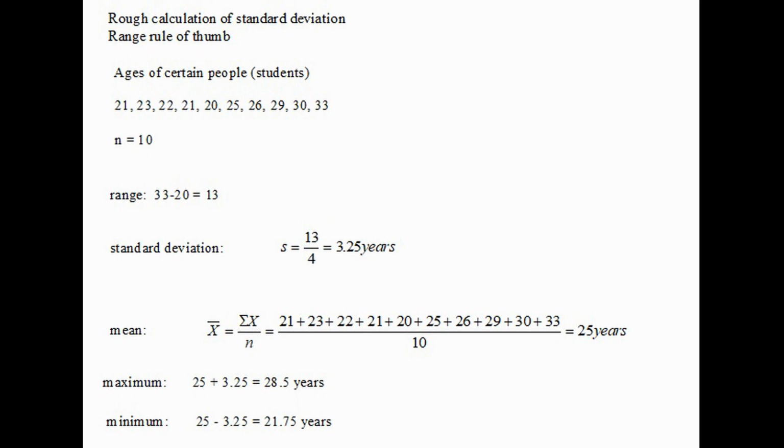We find the mean bar x by taking the sum of all the ages and dividing by 10. In other words, all the ages divided by the elements, and we find it to be 25 years. Now we can also find more information about the data. For example, what is the maximum? Take bar x and add the standard deviation, and we find it to be 28.5 years. Likewise, we find the minimum by saying take bar x, 25, minus standard deviation, 3.25, and the minimum is 21.75 years.